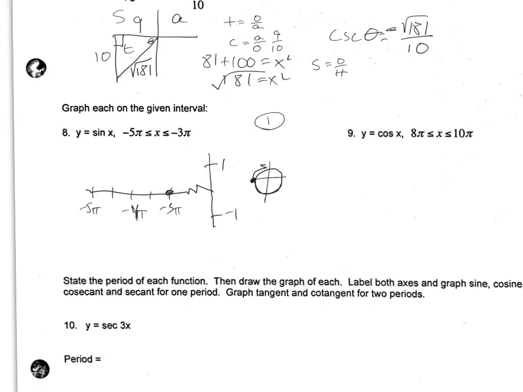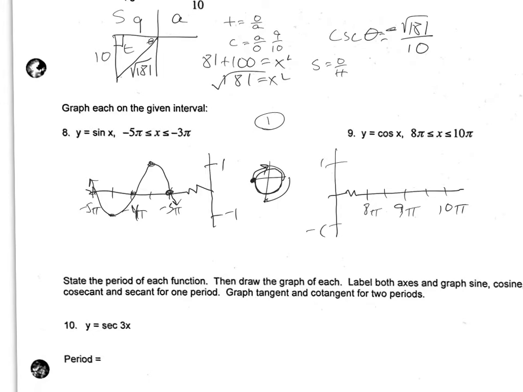If you keep spinning in this direction, the next location is up 1. Then we're back to 0. Then we're down 1. Then we're back to 0. And that is the sine curve over that domain. Cosine is not the wheel. So we have 8 pi, 9 pi, 10 pi.